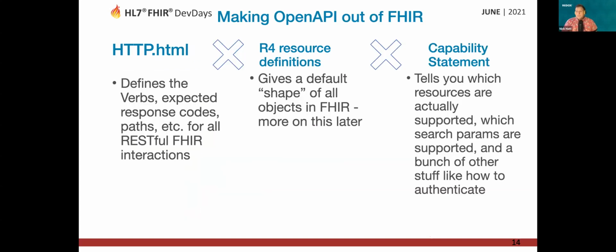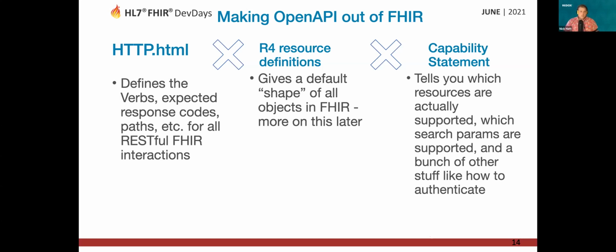But the good news is you can make OpenAPI out of FHIR. You basically have 3 ingredients. The first is the http.html documentation page on the FHIR, the RESTful FHIR documentation. That sets a lot of rules that you would typically find in OpenAPI. So the responses, the fact that you use _search to do a post search, things like that are documented there. And you would just hard code those into your generator.